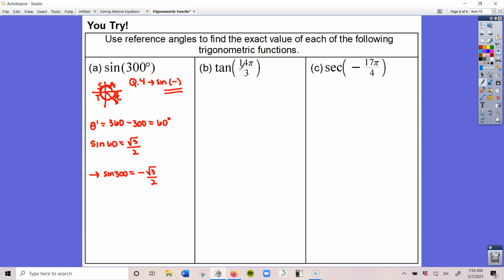Let's go over the tangent of 14 pi over 3. First of all, I notice that this is more than a full revolution, so I'll need a coterminal angle. So theta is going to equal 14 pi over 3 minus 2 pi, which I'll need to put over 3, so I'm going to multiply this by 3, and I get 14 pi over 3 minus 6 pi over 3, which would give me 8 pi over 3.